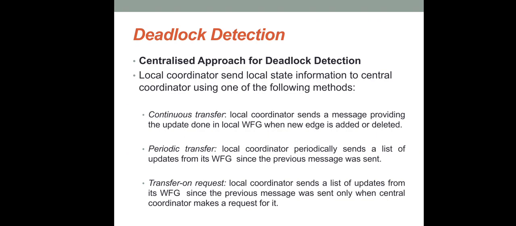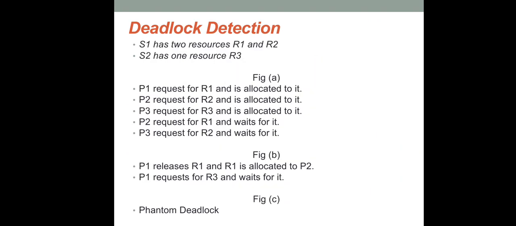Transfer on request means that when the central coordinator asks all the systems which act as local coordinators to send the information about their local wait-for graph, only then will those systems send the wait-for graph information in terms of messages to the central coordinator. So three ways of message communication can be used: continuous transfer, periodic transfer, or transfer on request.